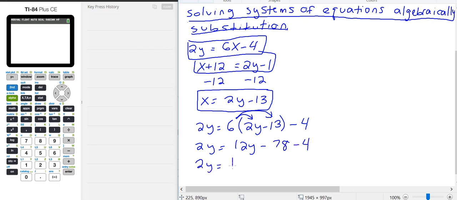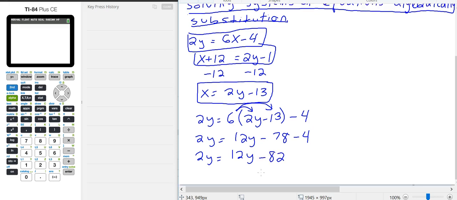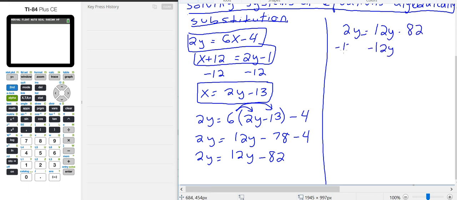2y is equal to 12y, negative 78 minus 4 is negative 82. We're going to subtract 12y from both sides. Let's bring it up to the next column. 2y is equal to 12y minus 82, minus 12y and minus 12y. Negative 10y is equal to negative 82.